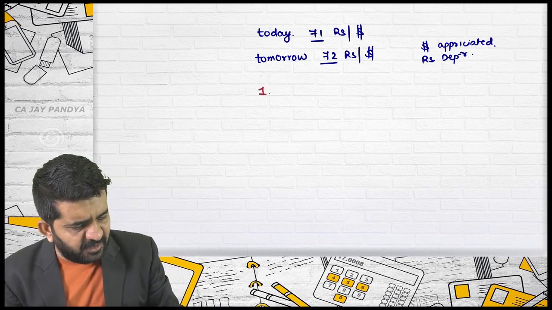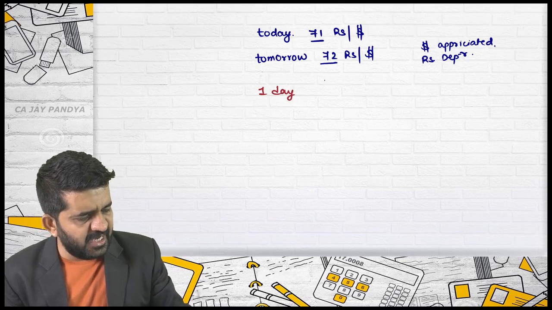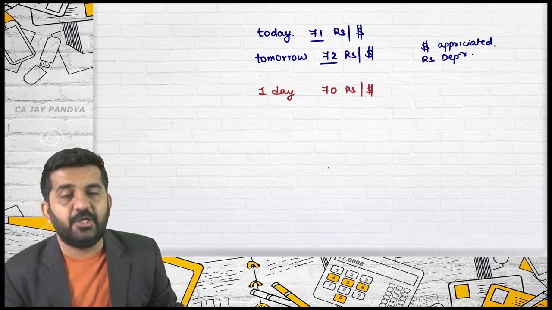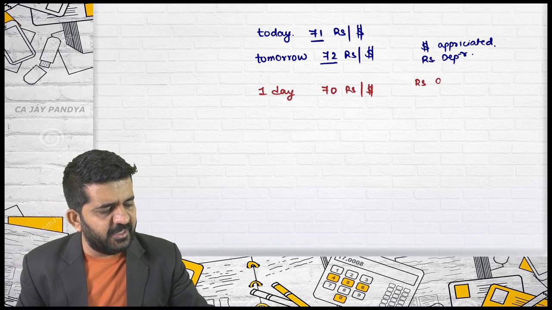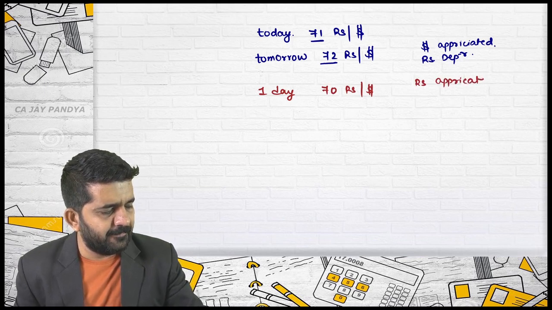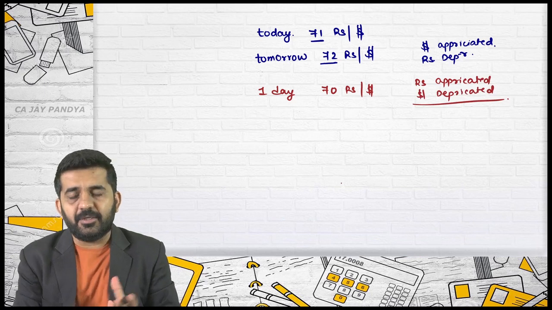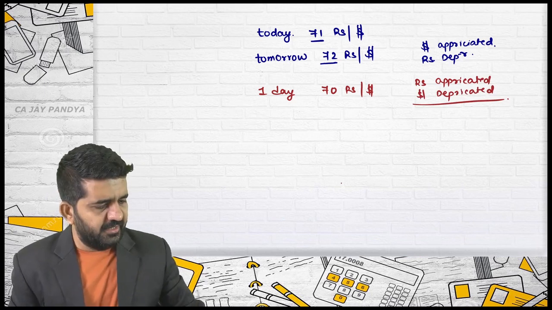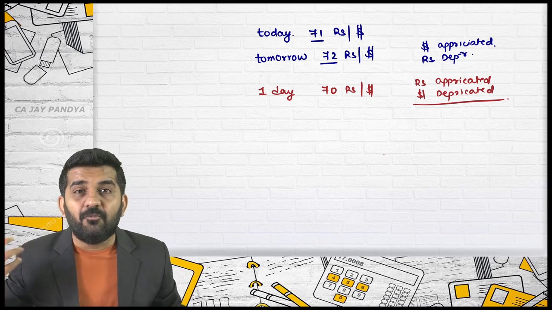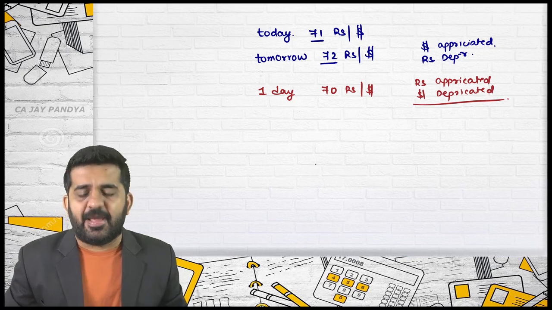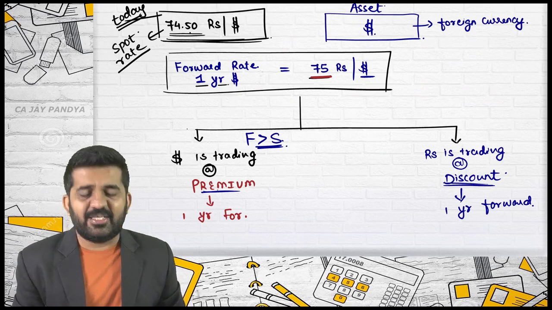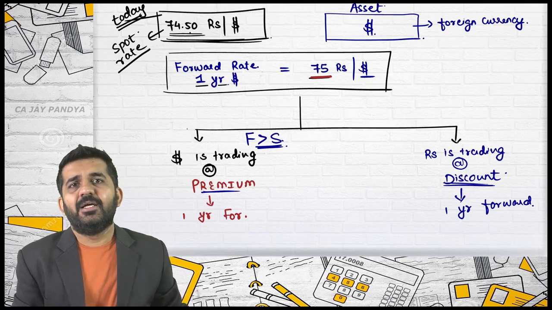Similar way, if after one more day, that is day after tomorrow, if dollar again becomes 70 rupees per dollar, you can use this statement, rupees has appreciated and dollar has depreciated. Got it? This is nothing but the wordings which are used. Appreciation, depreciation, or dollar is at premium, rupees is at discount. Is it alright? Alright. One more.